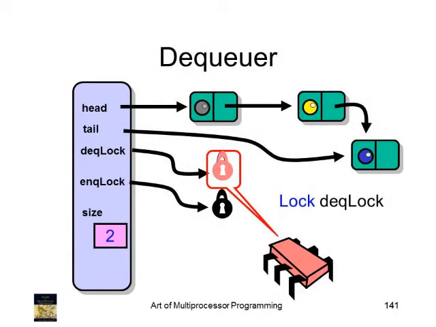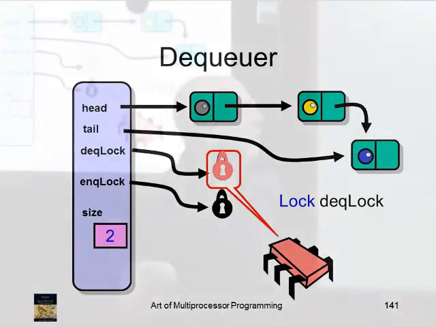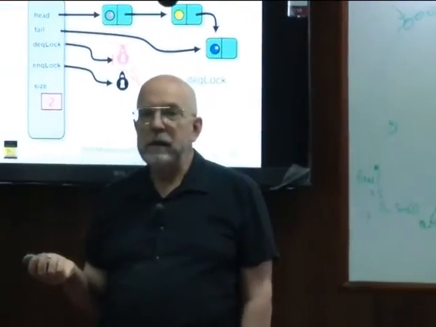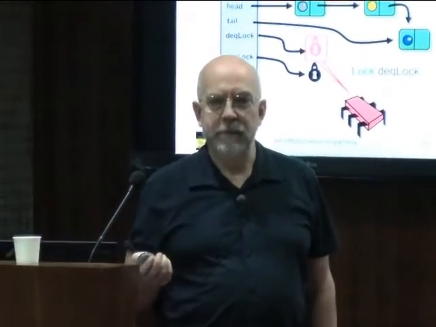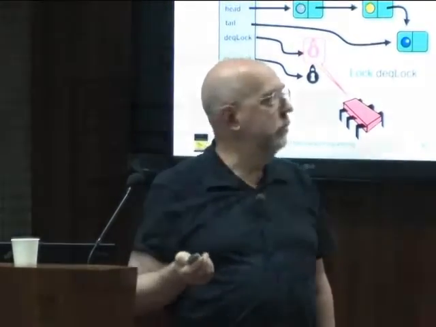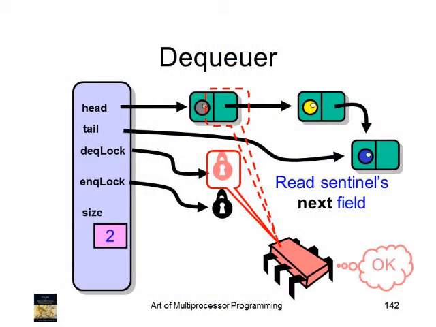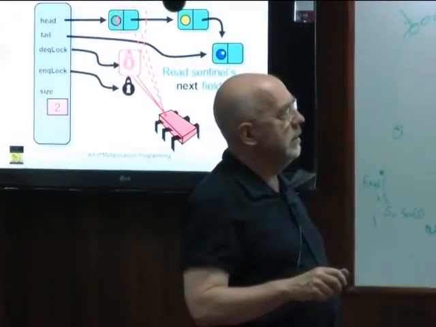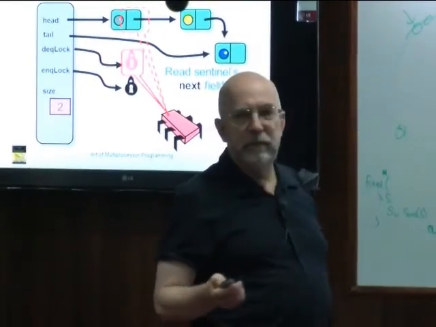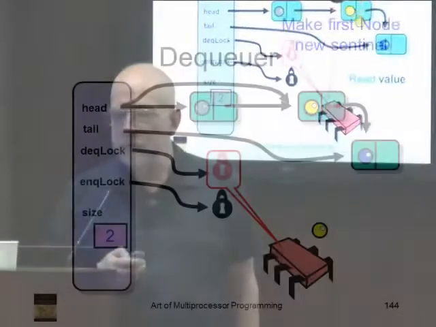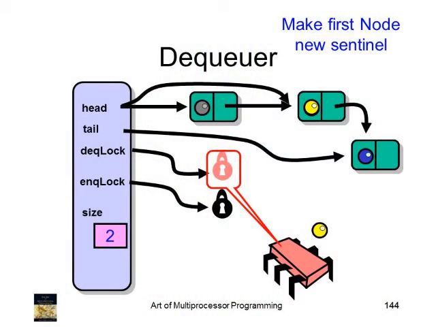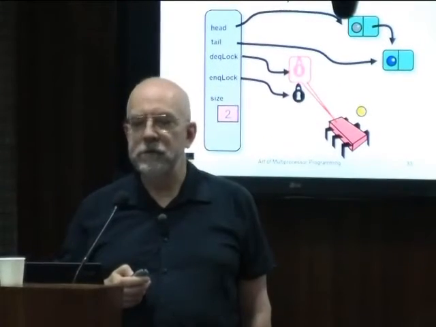A dequeuer comes along and acquires the dequeue lock, which guarantees that no other thread can do a dequeue at the same time. It's not going to inhibit other enqueues. So it goes to the head, to the sentinel, and reads the sentinel's next field. Then it reads the value that it's going to return, makes a copy of it. And then it makes the prior first node the new sentinel.